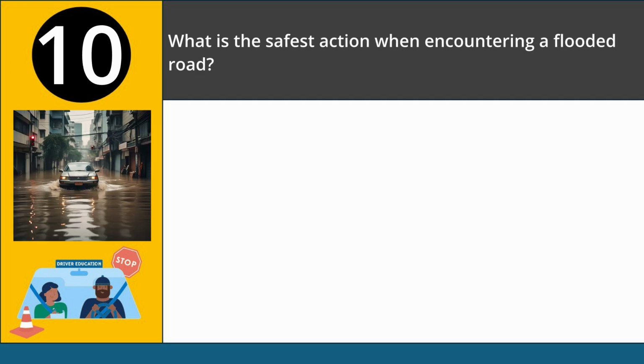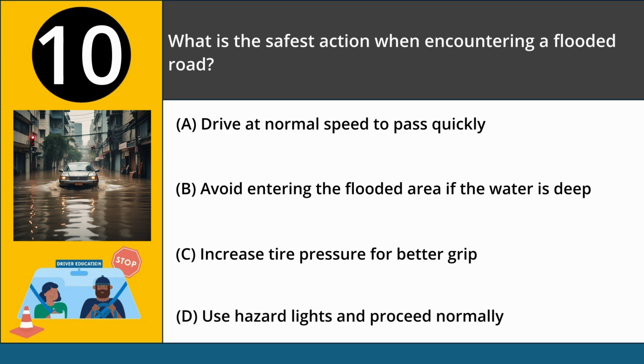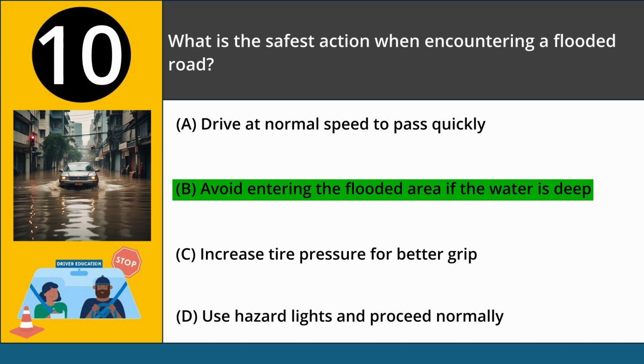What is the safest action when encountering a flooded road? A. Drive at normal speed to pass quickly. B. Avoid entering the flooded area if the water is deep. C. Increase tire pressure for better grip. D. Use hazard lights and proceed normally. Answer: B. Driving through deep water can damage the vehicle and cause loss of control.